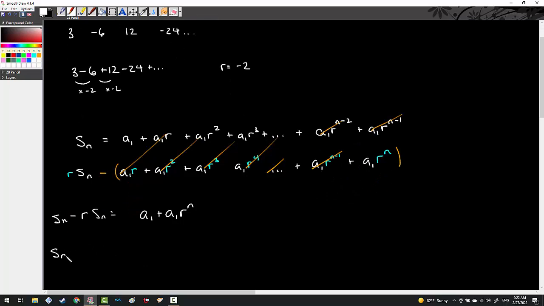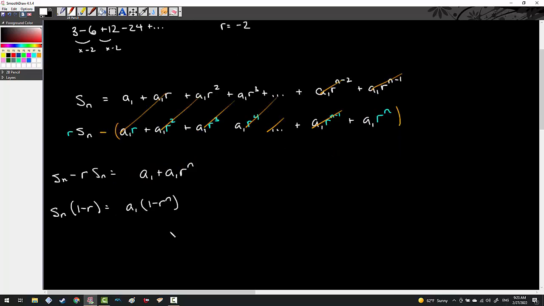So I'm going to factor out an s sub n. That leaves me with 1 minus r. I'm going to factor out an a sub 1. That leaves me with 1 minus r to the n. And again, the whole time I've been trying to figure out a formula to find the s, the sum of the fixed amount of terms here. So I just divide both sides by 1 minus r. So I have a sub 1 times 1 minus r to the n divided by 1 minus r.